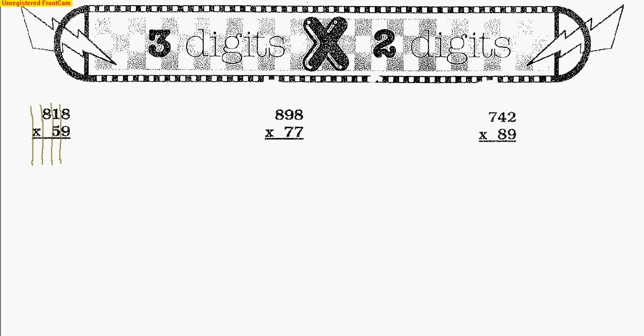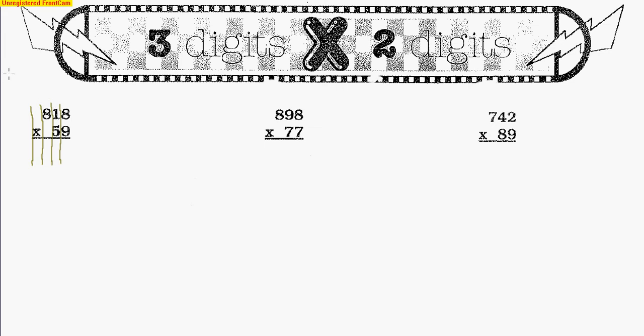So again, there are other methods. There's a method called lattice that uses a square, and then you multiply numbers and put numbers in little boxes. There's also a method called the partial product, which is similar to this method here. However, it's done a little bit differently. There's lots of different ways to multiply, but we'll go ahead and stick with this method for right now.